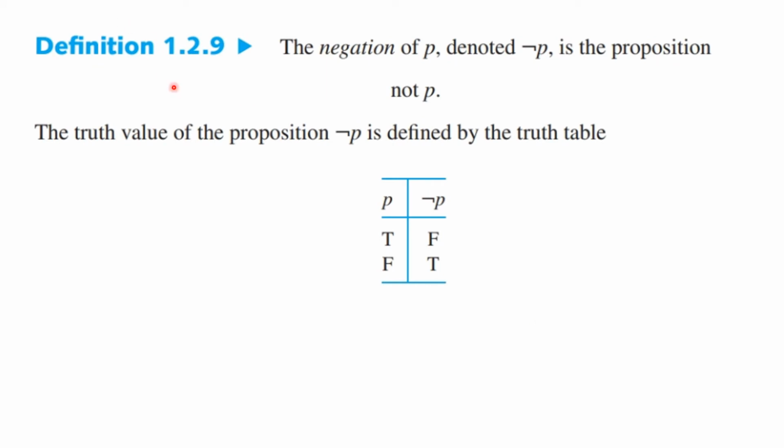Another operation we have is called the negation of P, and this is this angled down, it looks like an Allen wrench kind of, but it's an angled down symbol in our book. Not P is the proposition not P, and the way we define that is if P is true, not P is false, and if P is false, not P is true.